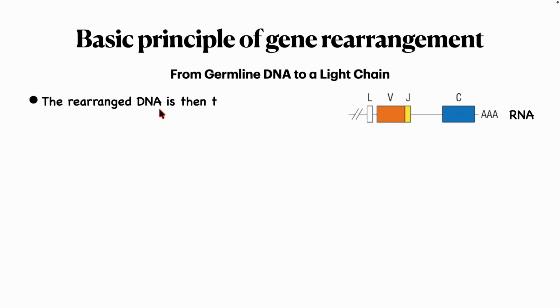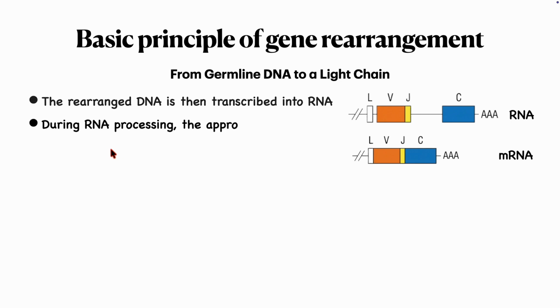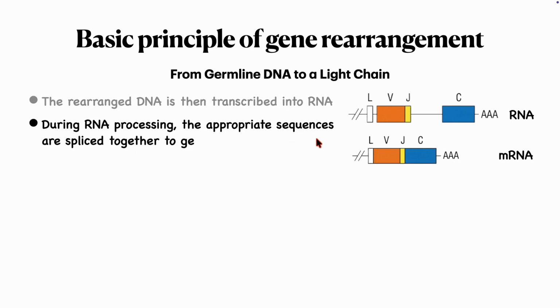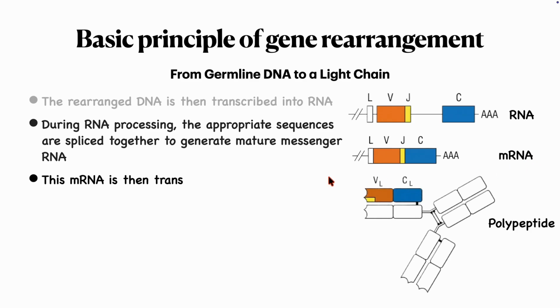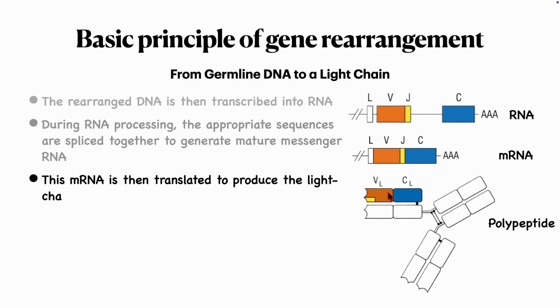The rearranged DNA is then transcribed into RNA. During RNA processing, the appropriate sequences are spliced together to generate mature messenger RNA. This mRNA is then translated to produce a light chain polypeptide.